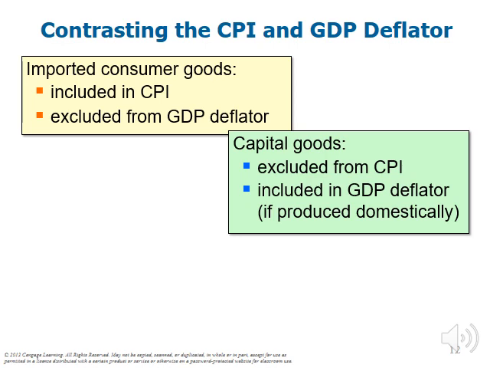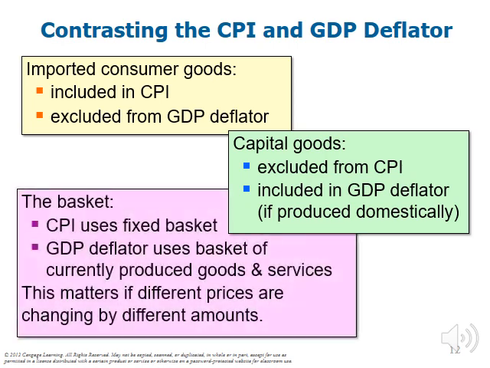If you recall, the CPI shopper uses a fixed basket of goods, but the GDP deflator uses a basket of currently produced goods and services. This matters if different prices are changing by different amounts.